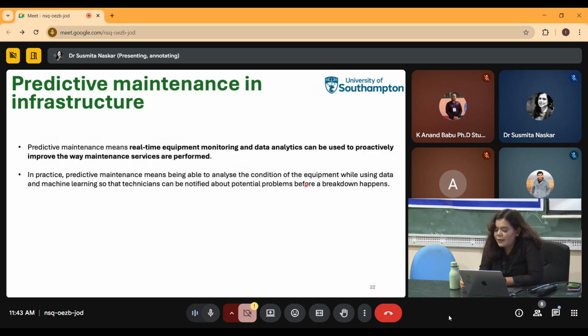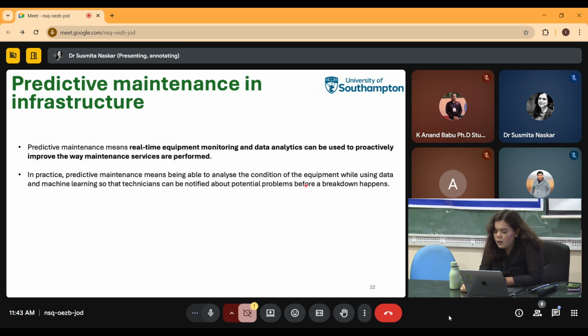And in practice, this involves analyzing the condition of the equipment using data and machine learning, so that technicians can be notified about the potential issue very early. And that can make the maintenance not only reactive, it can also make the maintenance very proactive, and that saves time, and that also saves cost.